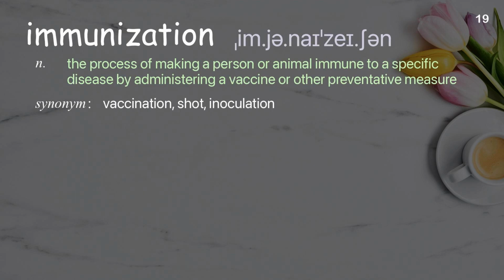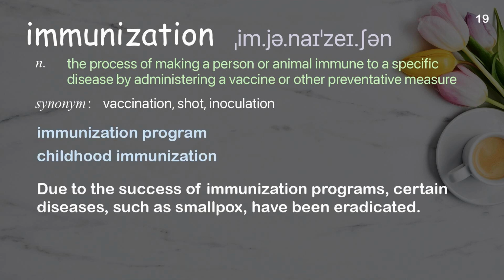Immunization. The process of making a person or animal immune to a specific disease by administering a vaccine or other preventative measure. Examples: Immunization program. Childhood immunization. Due to the success of immunization programs, certain diseases, such as smallpox, have been eradicated.